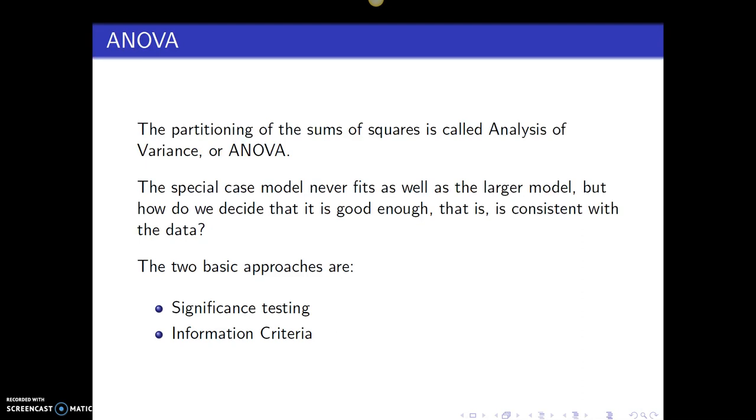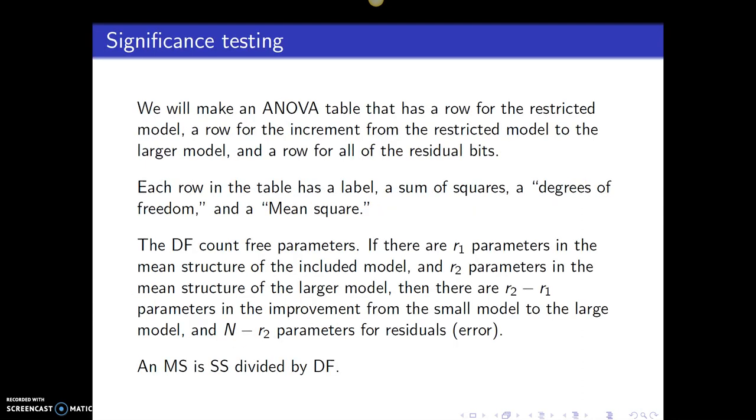So we're going to take two basic approaches for making this decision. We're going to use significance testing, F-tests mostly, and then we're also going to use information criteria, the Akaike and the Bayesian information criterion. So we're going to go over, and I would think you've seen this before, just the basic ANOVA table. And in the ANOVA table, there's a row that has a label for that partition of the sum of squares.